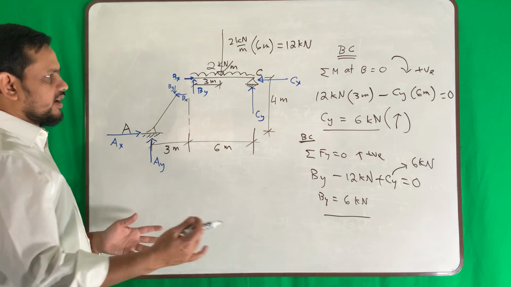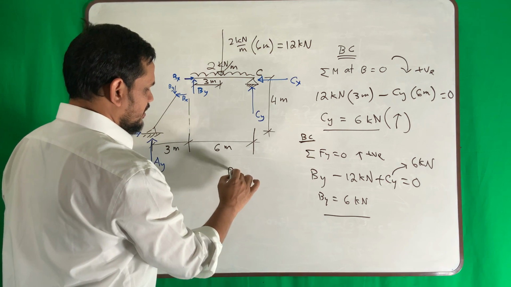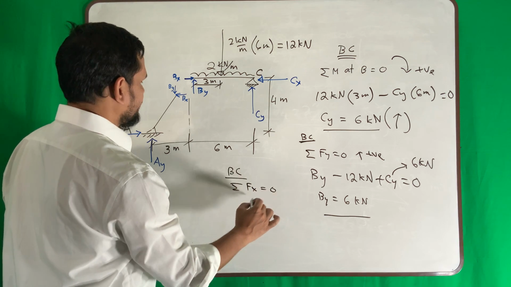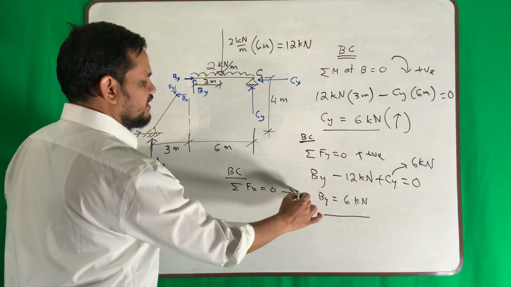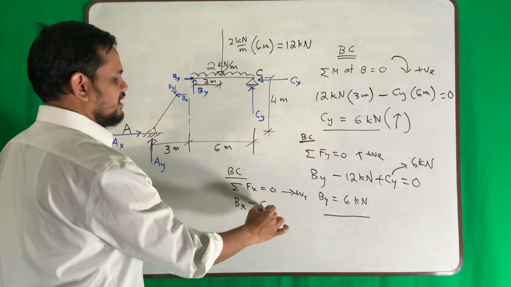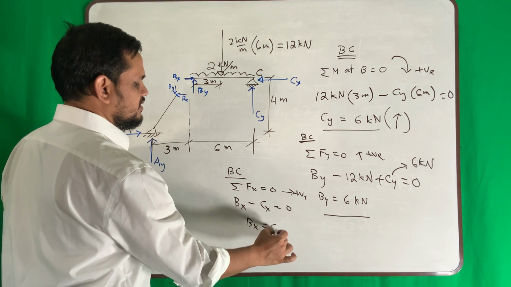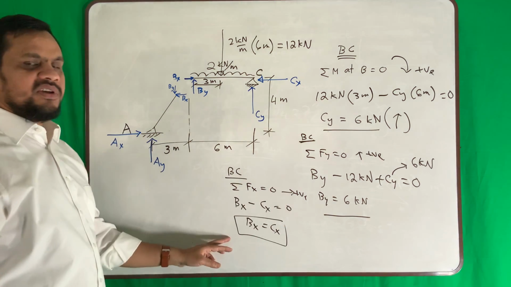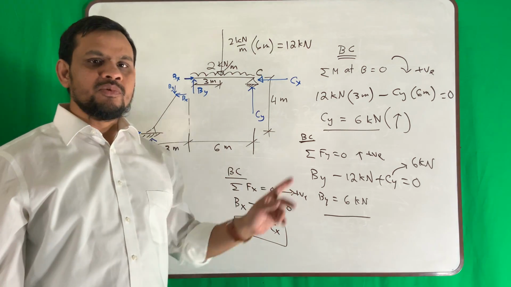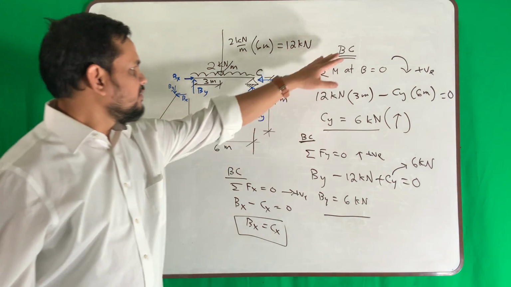Bx and Cx, I do not know now. What can I do? In the BC member, if I apply summation of Fx is 0, with right side positive, then Bx minus Cx equals 0, so Bx equals Cx. Now I know Bx equals Cx, but I cannot tell the value. We need some more calculation. So I cannot do anything more in the BC member.